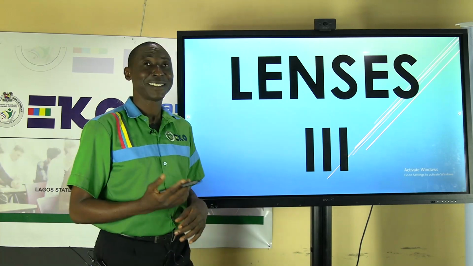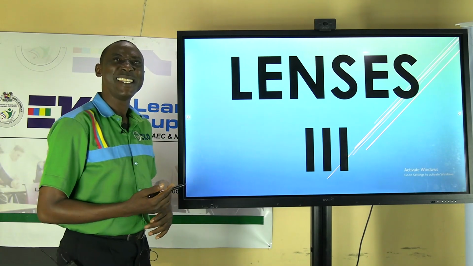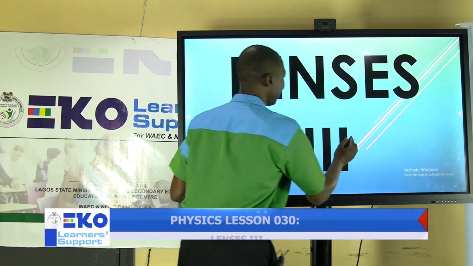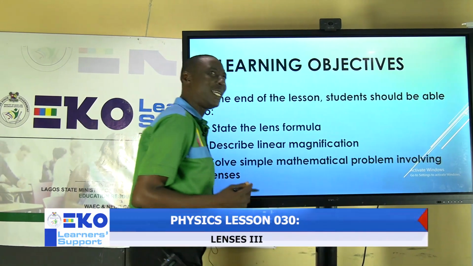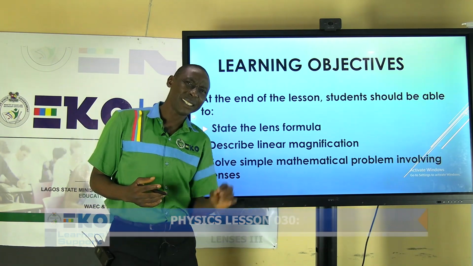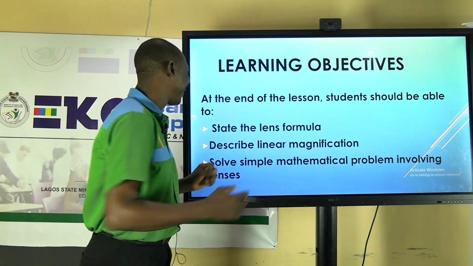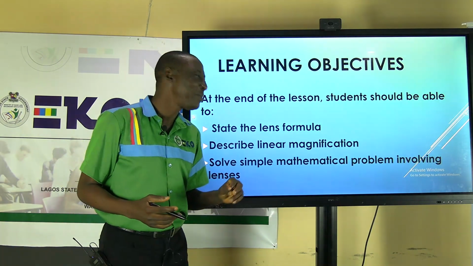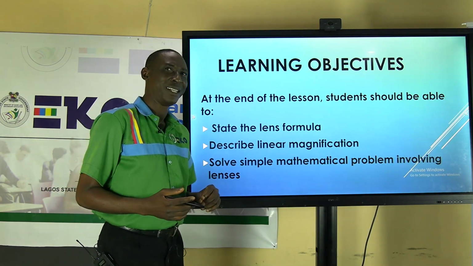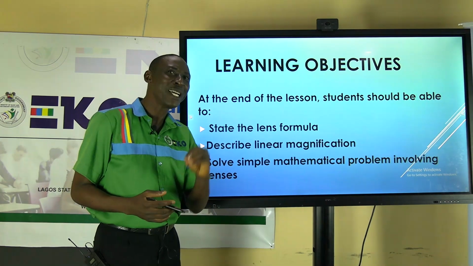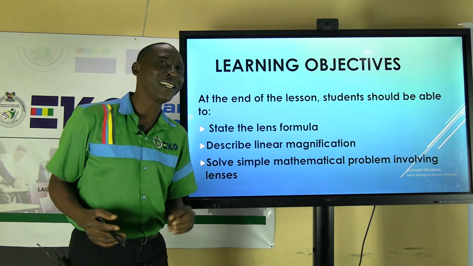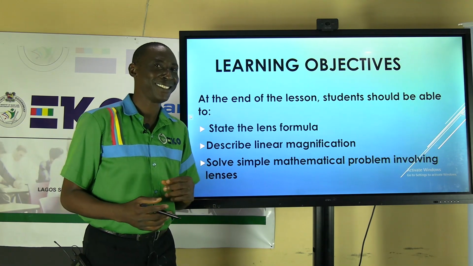Like I said, we'll be considering lenses. What are our objectives today? At the end of today's lesson, you are expected to be able to state the lens formula and also to describe linear magnification. Lastly, you must be able to solve simple mathematical problems involving lenses. Let's go.